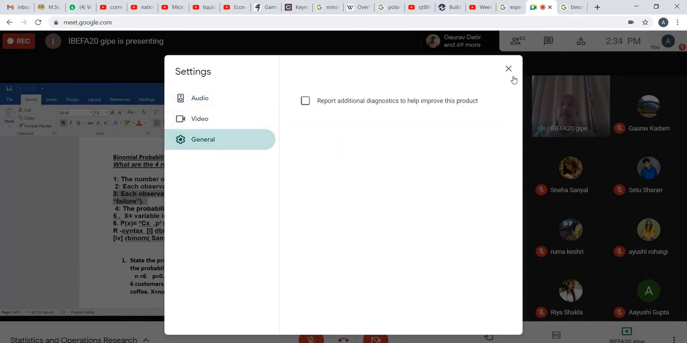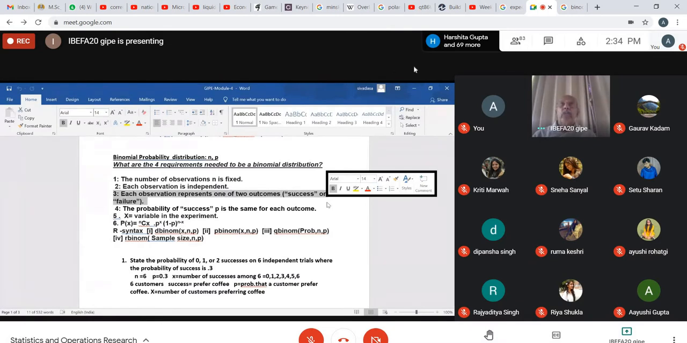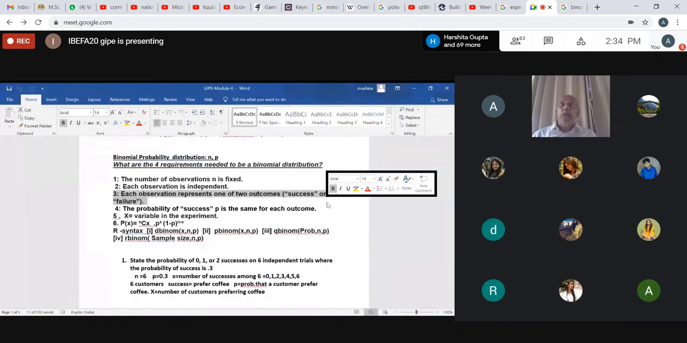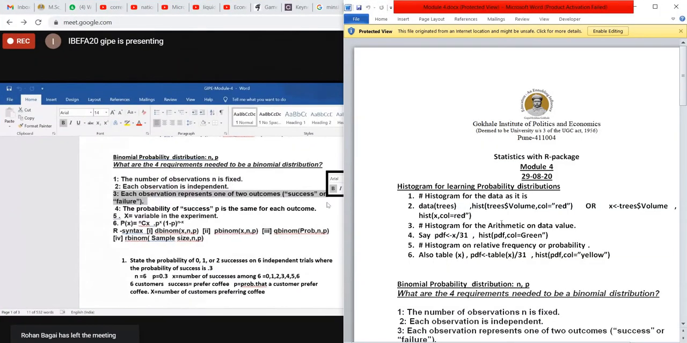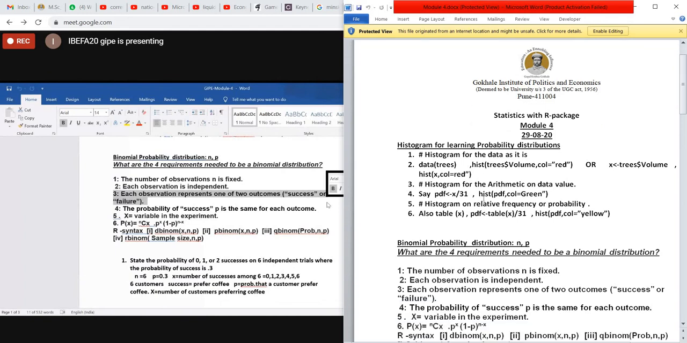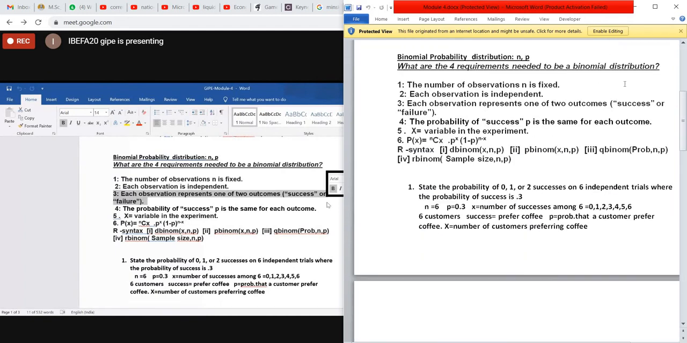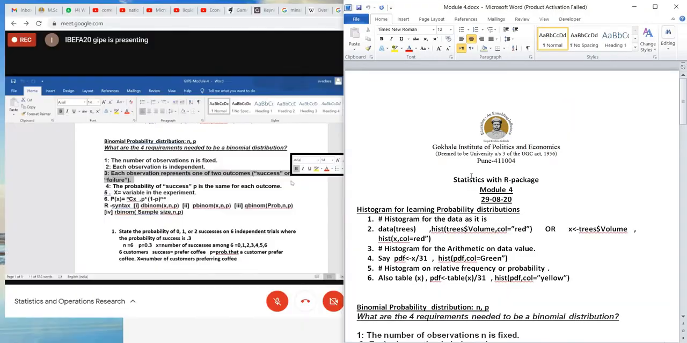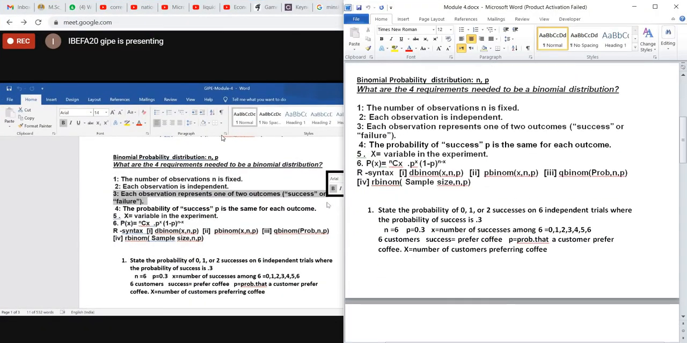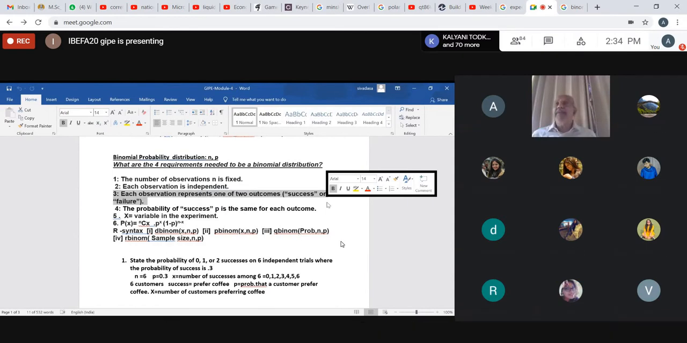For example, you are going to a shop to buy a shirt of your choice. You searched it, you got it. That means you got success. In the shop it is not available means you got failure.